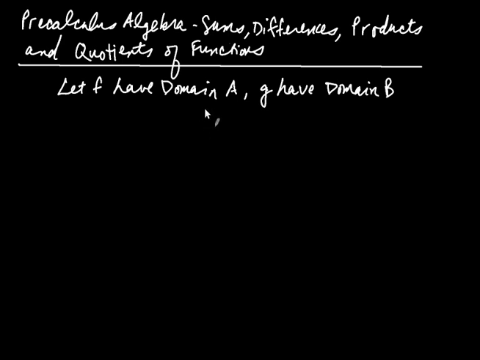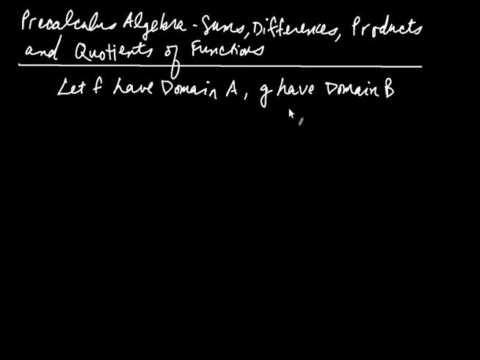Precalculus algebra video, and here we're going to look at the sums, differences, products, and quotients of functions. So let's say that you were given two functions. The first one is f, and let's say it has domain A. So A is the set of numbers for which f is defined. And you have a second function, call it g, and B is the set of numbers for which g is defined.